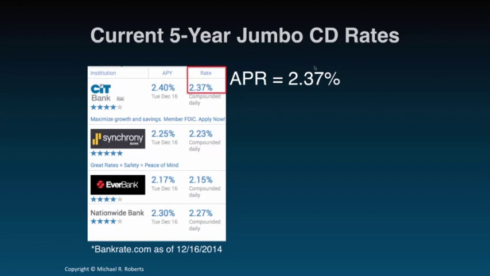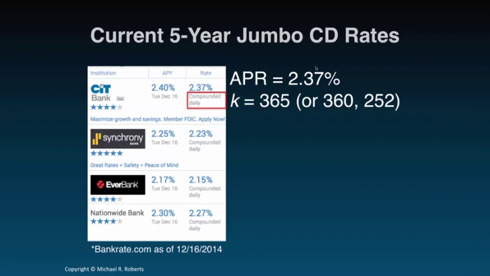We had an APR of 2.37%. We have a compounding frequency of daily, which I'm going to assume is 365 days, though you should be aware it could be 360 days or it could be 252 business days. It depends upon the convention used for that product by that institution.